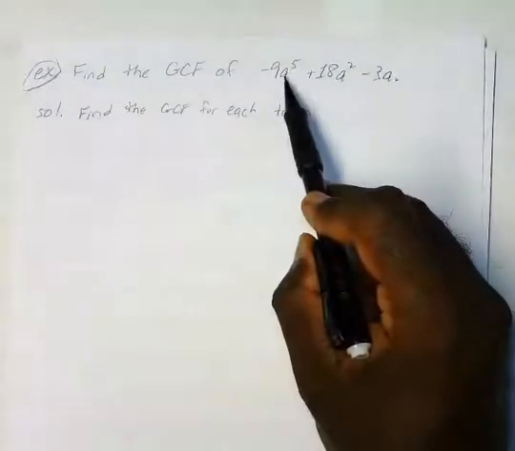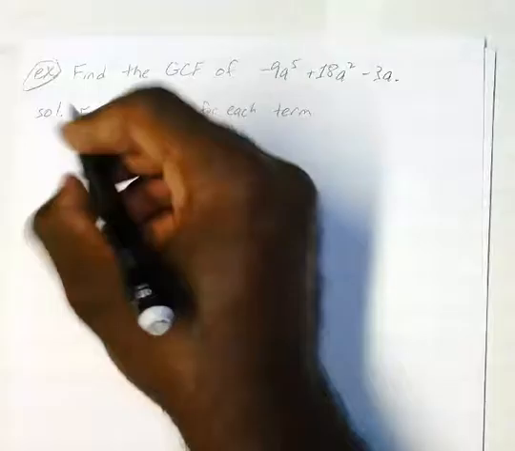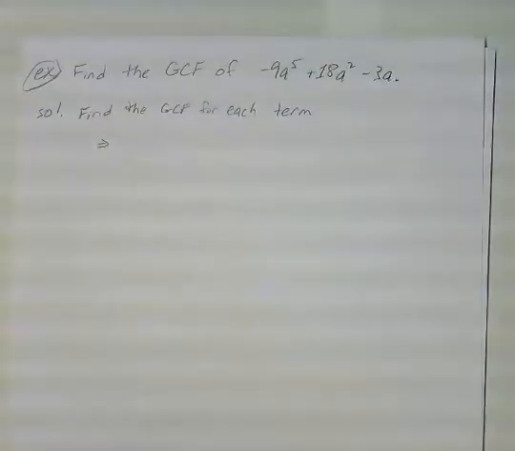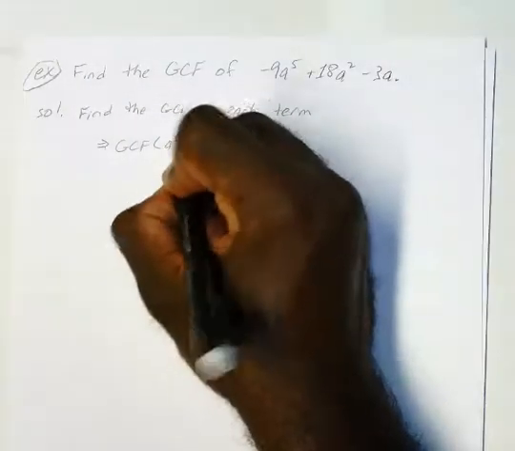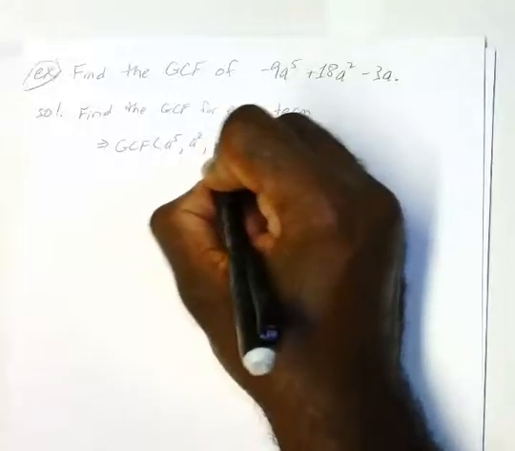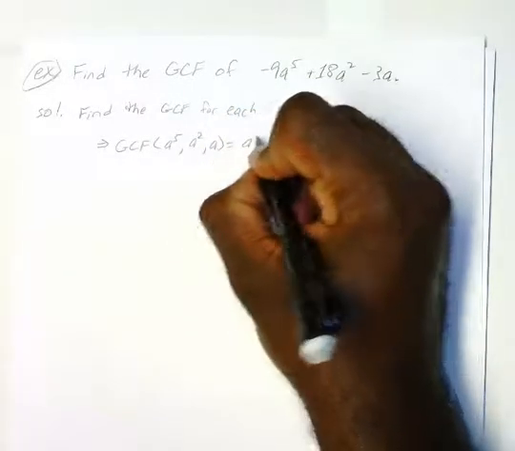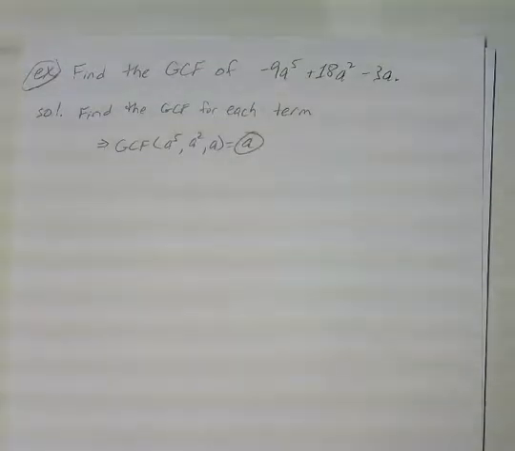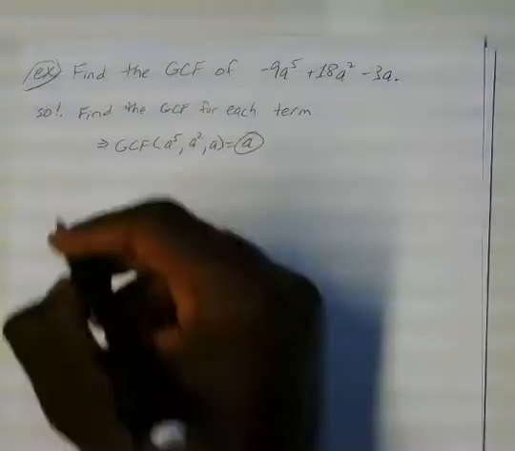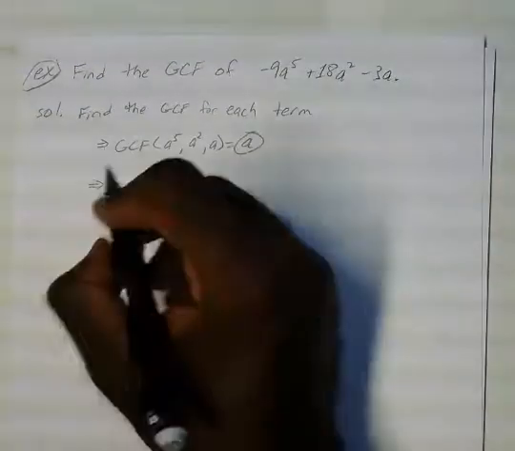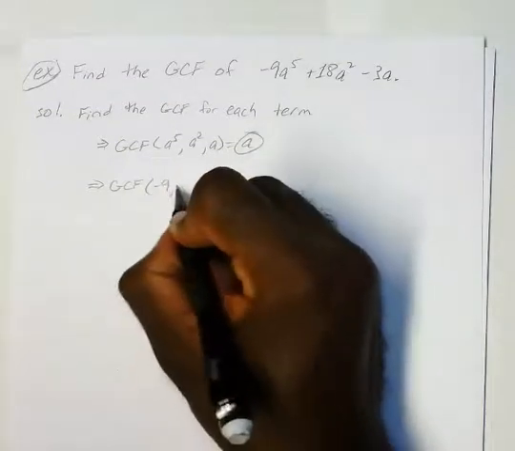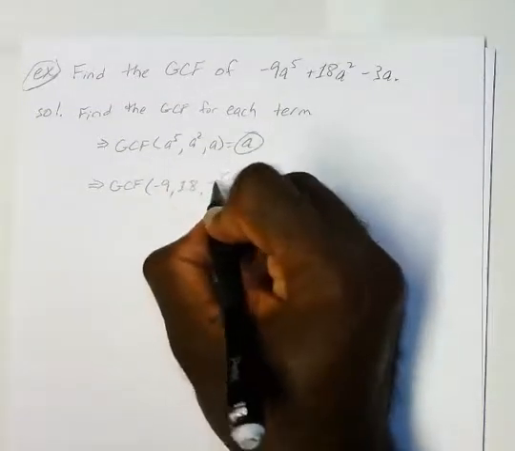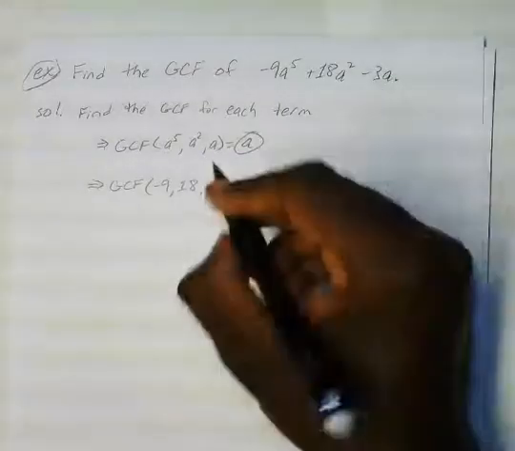Okay, here we have a to the 5th, a squared, and a. So starting off, we can knock that out really quick. The greatest common factor of a to the 5th, a squared, and a is, of course, just a, since that has the smallest exponent. Now we find the greatest common factor of our numbers: negative 9, 18, and negative 3. It's a negative 3 there.